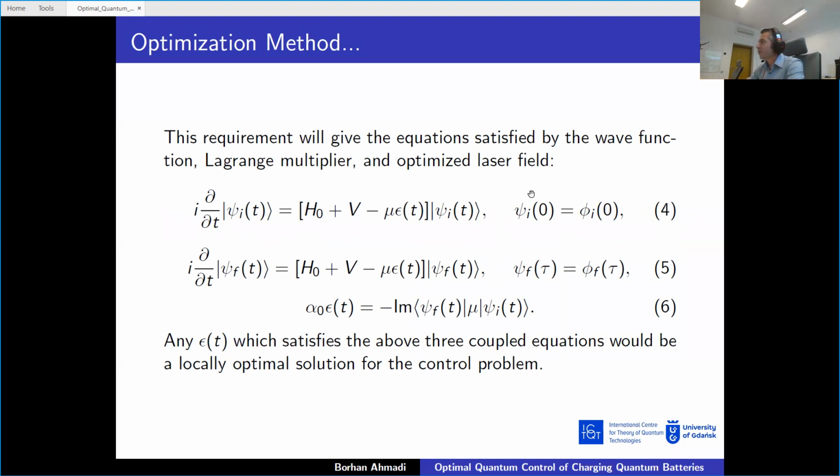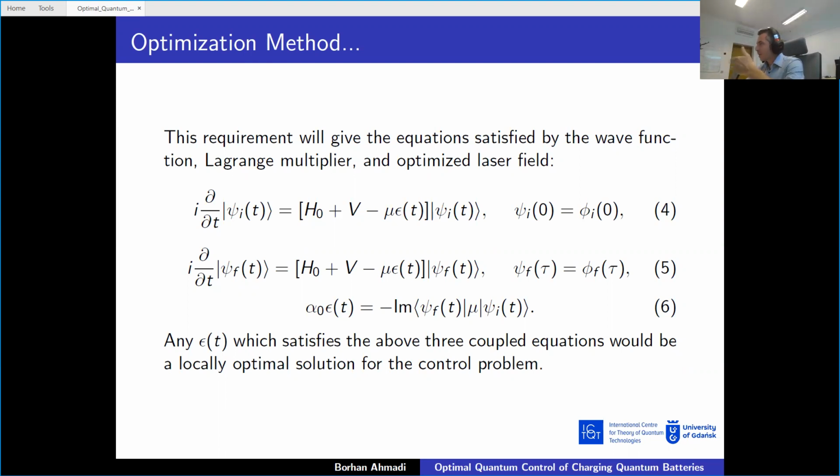One, in equation 4, is for the forward evolution with this boundary condition, which is given by the initial state of the system, and the backward equation with this boundary condition, which is given by the target state. And the field is obtained in this form. Any epsilon which satisfies the above three coupled equations will give an optimal solution for this control problem.